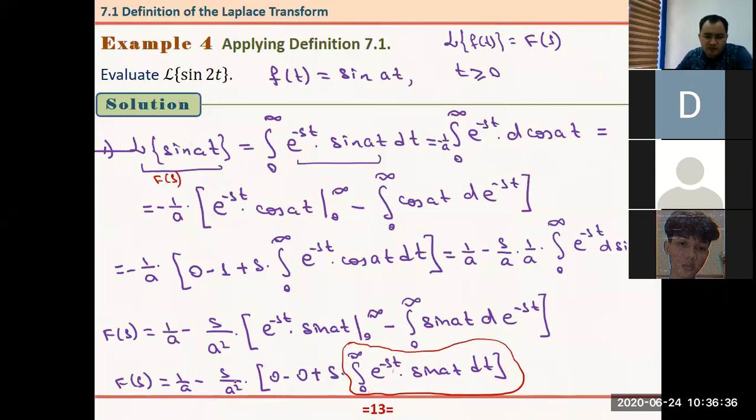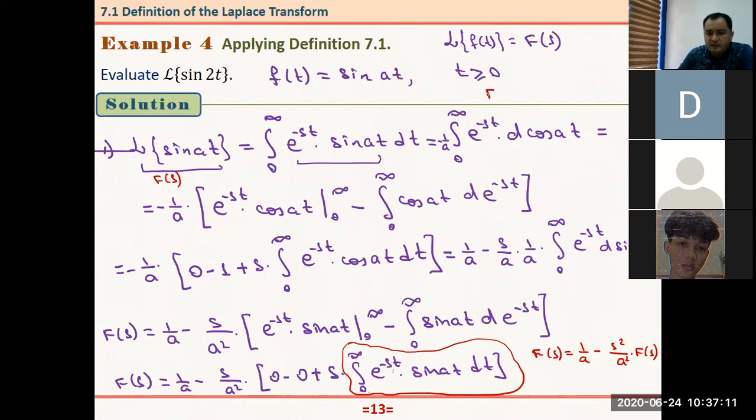So now I just need to solve this equation for F. So if you solve this for F, what I have here? Here we have F of s is equal to 1 over a, that is 0, 0, minus, right? Here we have s squared over a squared times, that thing is equal to F of s. All right. So now, if I just take this to the left-hand side and take this F and divide both sides by this expression, what do we get here?